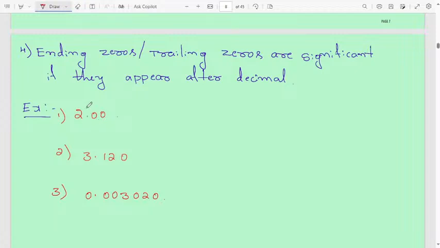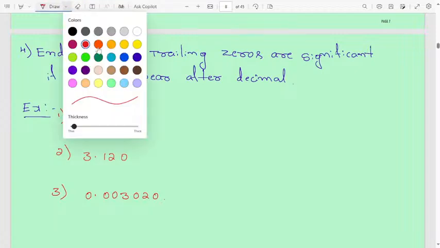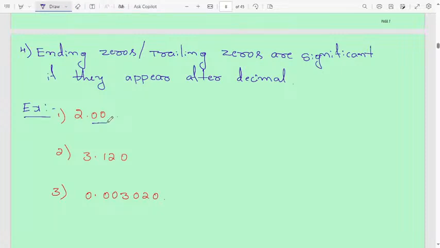Ending zeros are significant if they appear after the decimal. See this ending zero after the decimal. This is the decimal. After the decimal, the ending zero. Then these zeros will be after the decimal. Then write the significant values. In 2.00, these two zeros are after the decimal: 1 2 3. Therefore it will be equal to 3 significant figures.